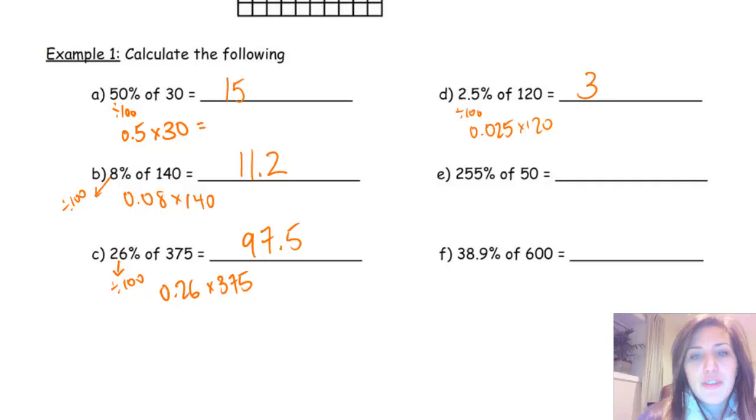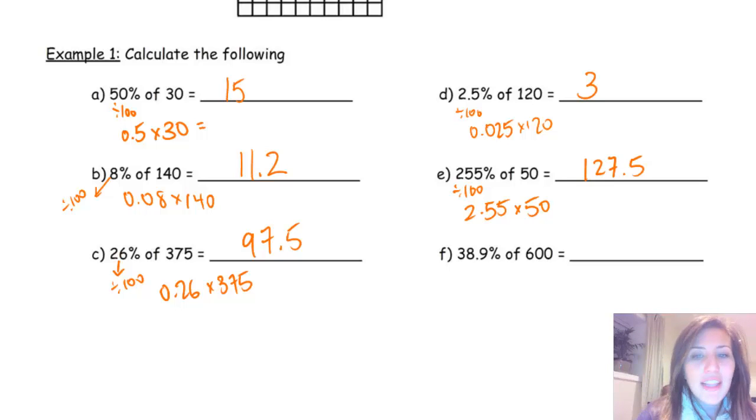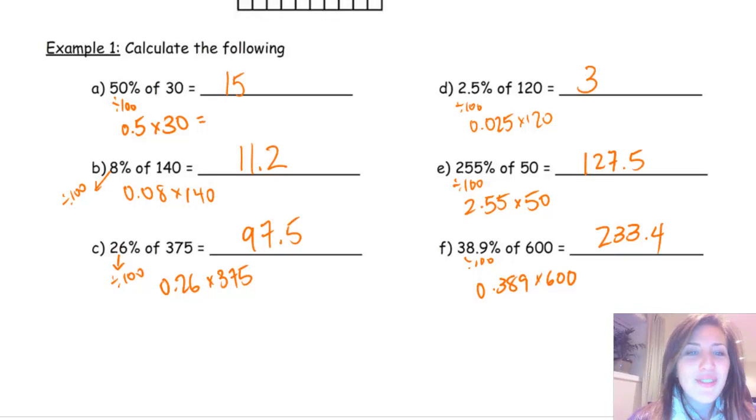Uh-oh, this is a big number. 255 divided by 100 will give us 2.55 times 50, which gives us 127.5. Finally, 38.9 divided by 100 will give us 0.389 times 600. And that gives us 233.4. So now you know how to use this on your calculator and in a grid.